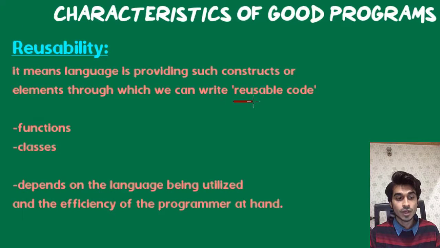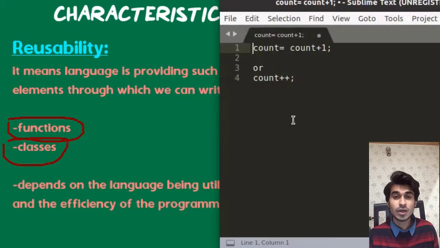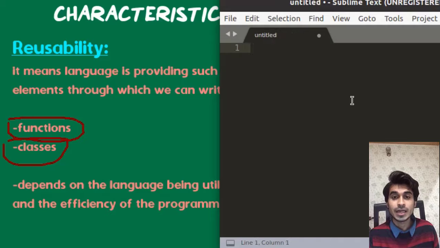Next, we have reusability. It means the language is providing such constructs or elements through which we can write reusable code. So how do we achieve that? We achieve that through the use of functions and classes. So reusability depends on the language being utilized, for instance Java, C++, Python, etc. Each of these languages will have its own set of constructs, their own rules through which you can utilize reusability, and it also depends on the efficiency of the programmer at hand.